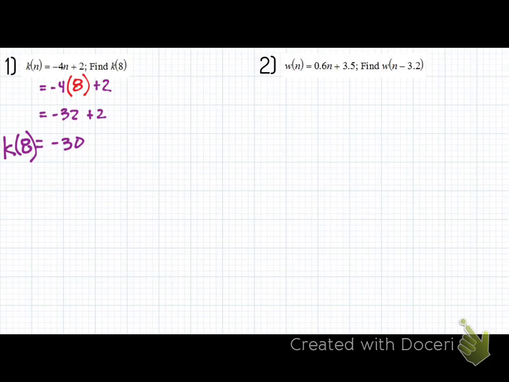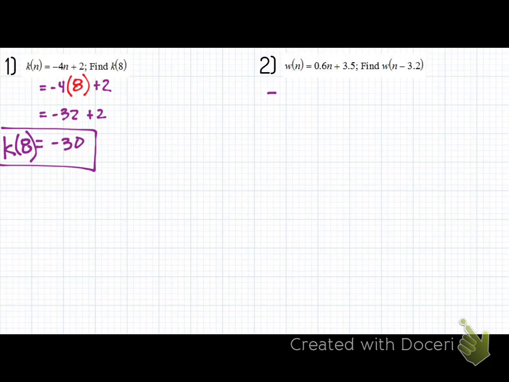Make sense? So if I put in the ingredient 8, I get an output of negative 30. And that's your answer. That's number 1. Again, what did I do? At the very basic, this is a function. There's an n here. This is the variable. So it's like an expression. So what I'm going to do is put this 8 into n and evaluate it, see what comes out. That's all you're doing.